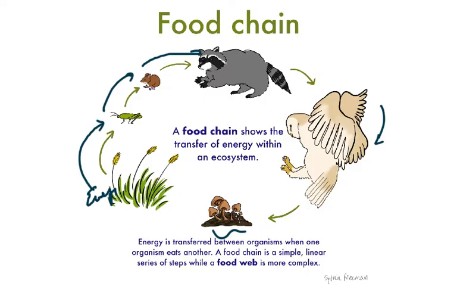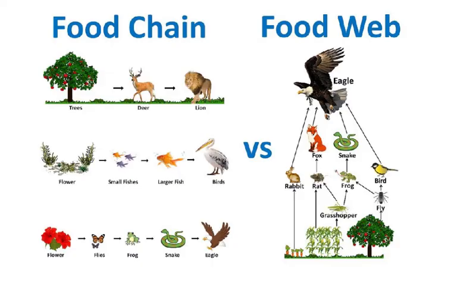A food chain is a simple linear series of steps, while a food web is more complex. As you can see in this diagram, you can see the difference between a food chain and a food web. So this is a very simple food chain. Trees. Please do not use the word trees. You have to use a specific name. You have to say oak tree or a banana tree or a mango tree. And then you see deer and then you see lions.